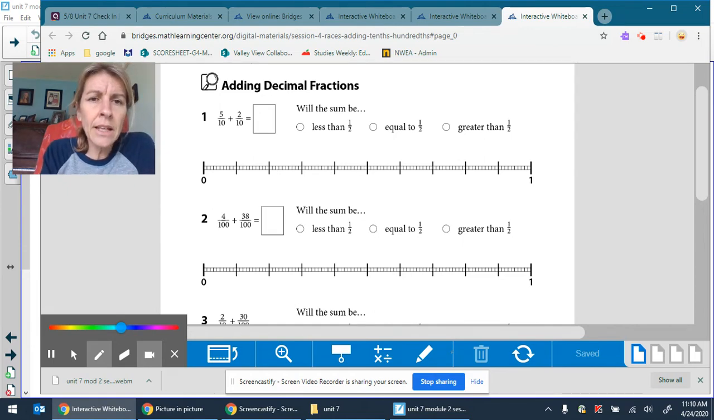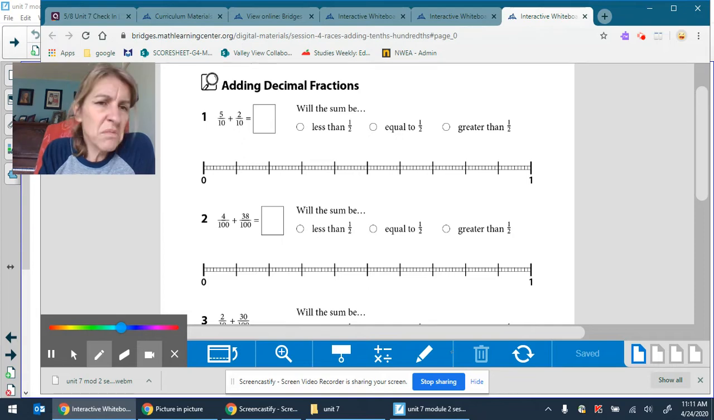But let's start with adding these decimal fractions. Remember, a decimal, all it is a fraction. It's a part of a whole. So looking at number 1, it says 5/10 plus 2/10. So I want you to think like we worked on yesterday. We're looking at tenths. So if you have 5 strips, that's 50 hundredths. Same thing. So 5/10 are 50 hundredths, plus 2/10 are 20 hundredths.